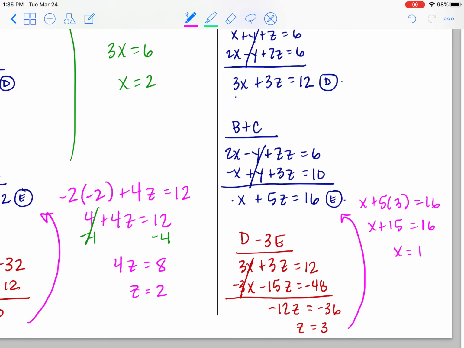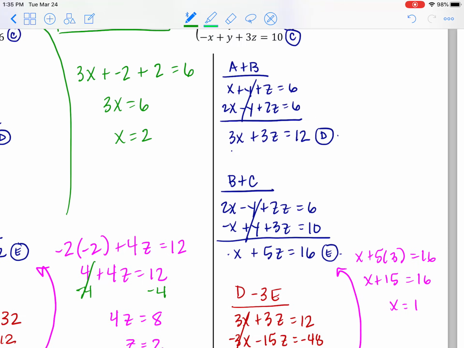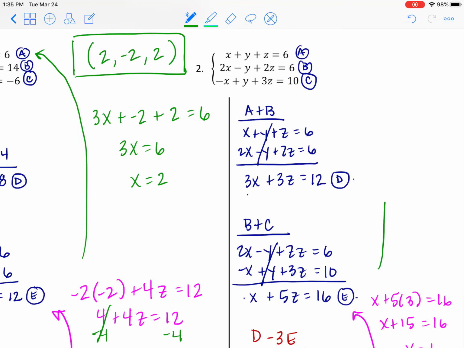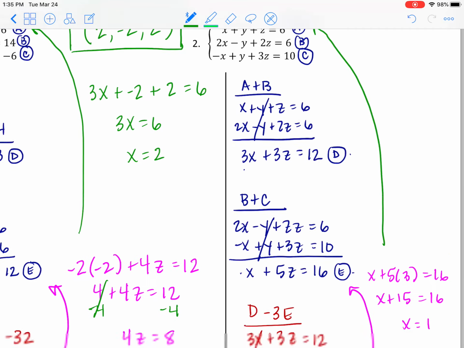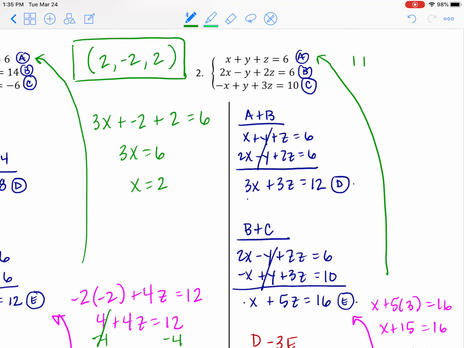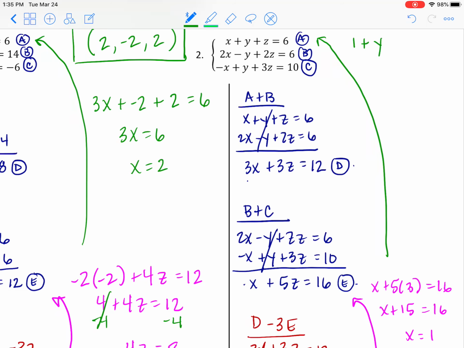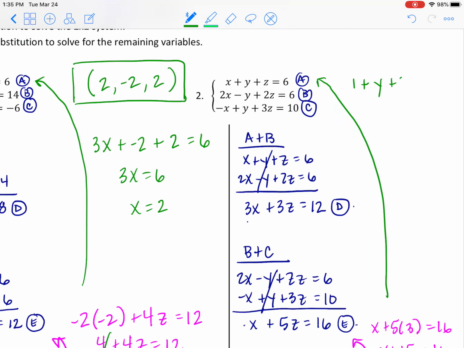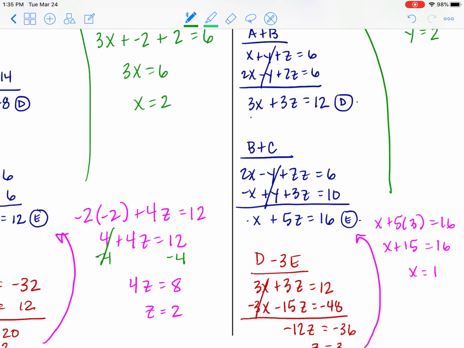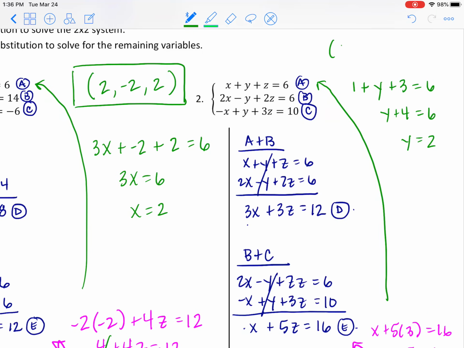And now I have 2 parts to my solution, which I'm going to plug back into either A or B or C. Actually, it doesn't matter which one you choose, but I'm going to go into A because there's no coefficients there, which make the work just a smidge easier. So x, which we found was 1, plus y, we still don't know, plus z, which we found was 3, has to equal 6. So 1 and 3 makes 4. That means y plus 4 has to equal 6. Subtracting the 4 over means y has to equal 2. So our solution for this system is 1 for x, 2 for y, 3 for z.